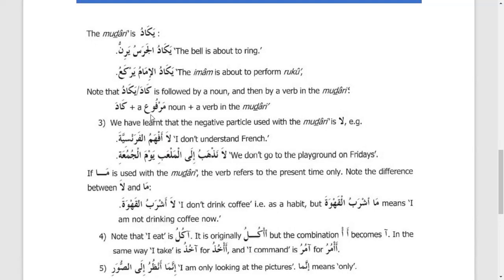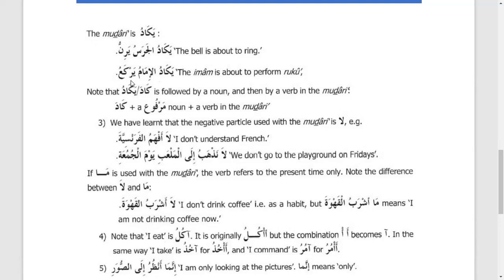Not always. It depends. It can be a proper noun, it can be a common noun. Is there an example of a common noun? Yes: yakadu imamu yarkau. If you see there is an imam, one imam, you can say yakadu imamu yarkau. The imam is about to perform ruku.